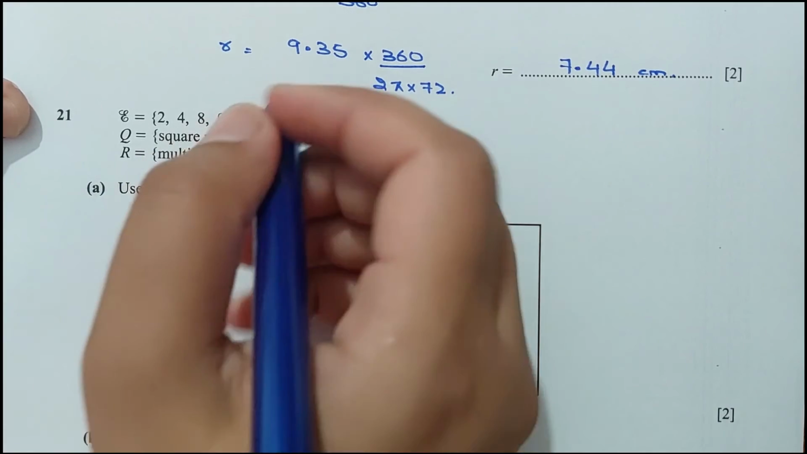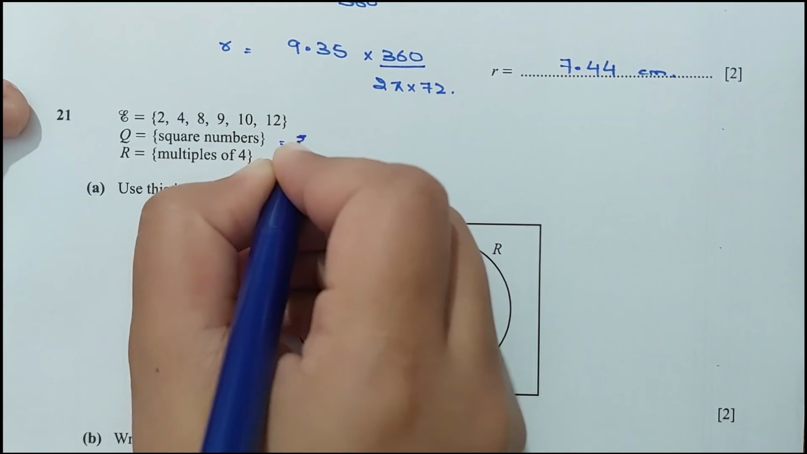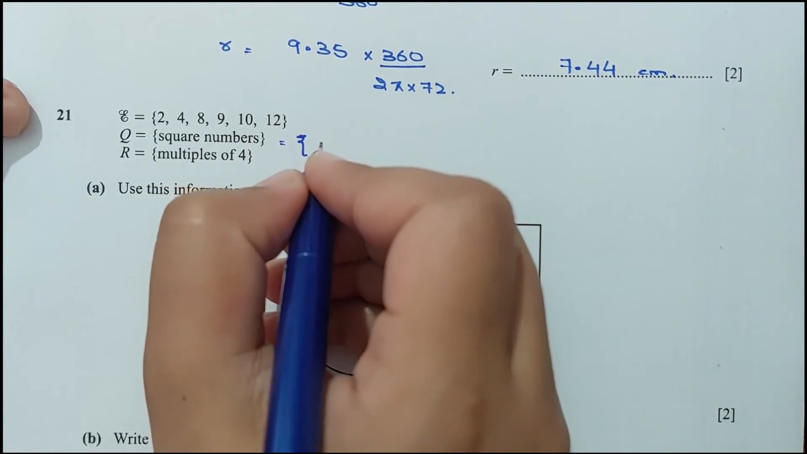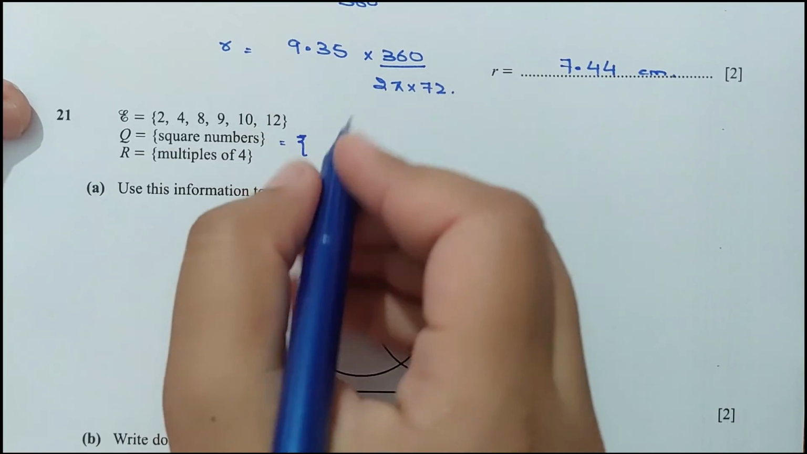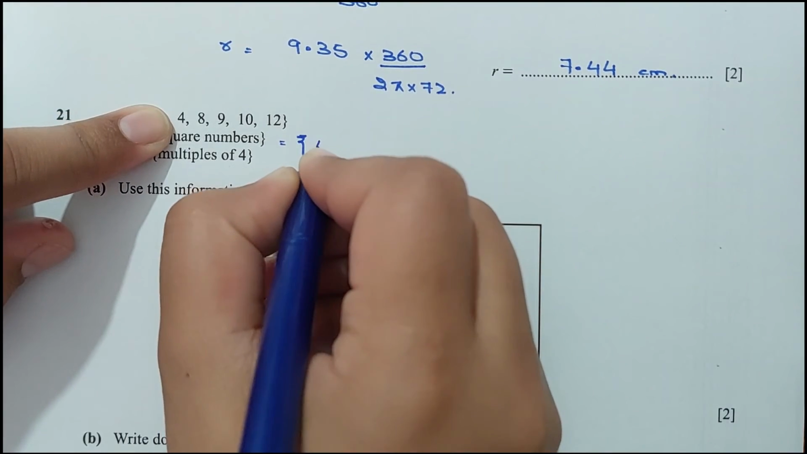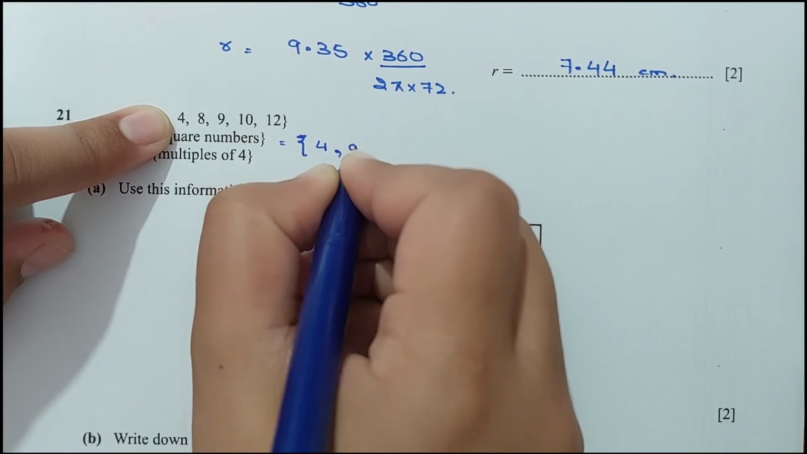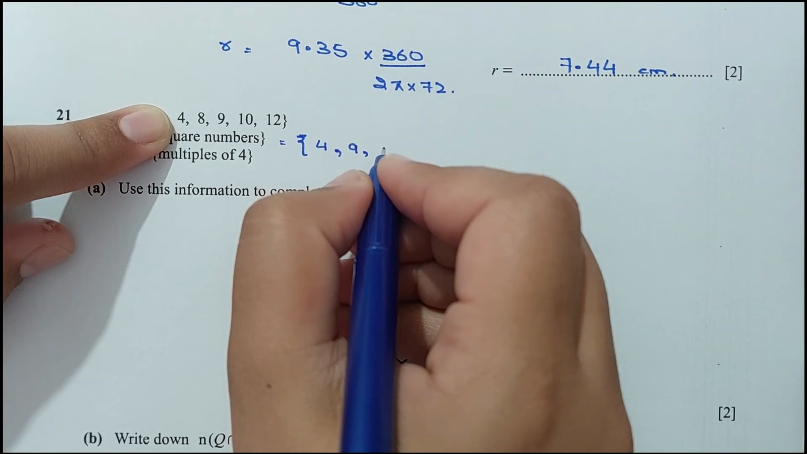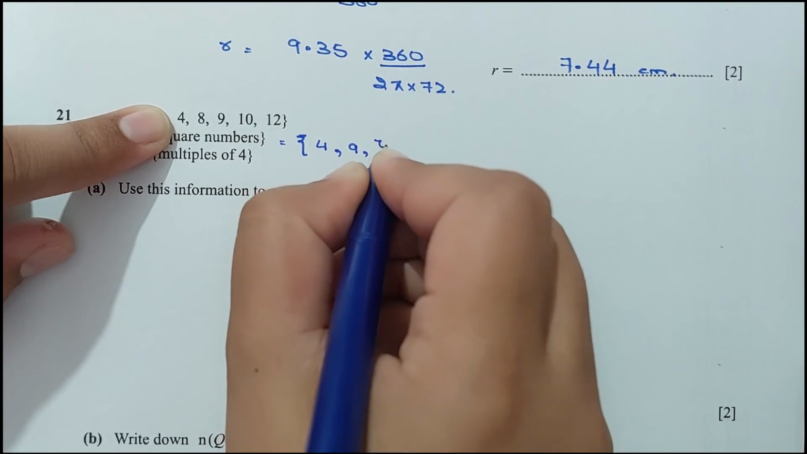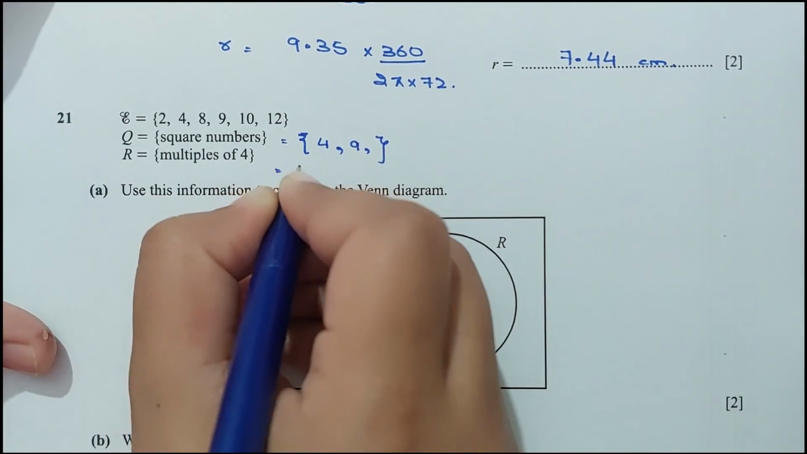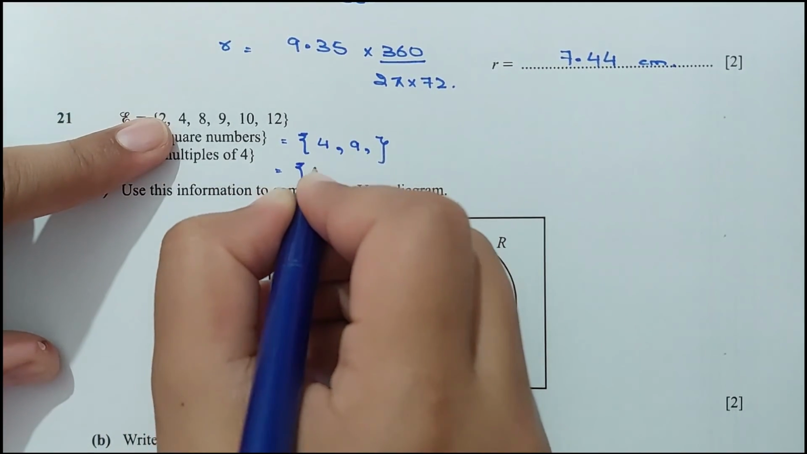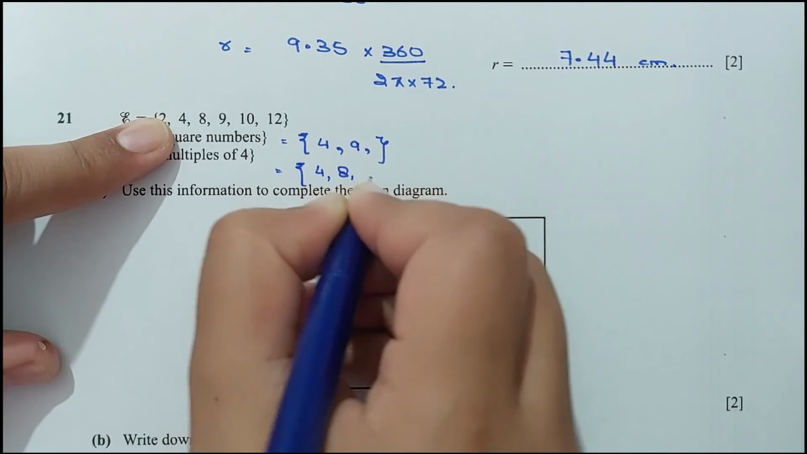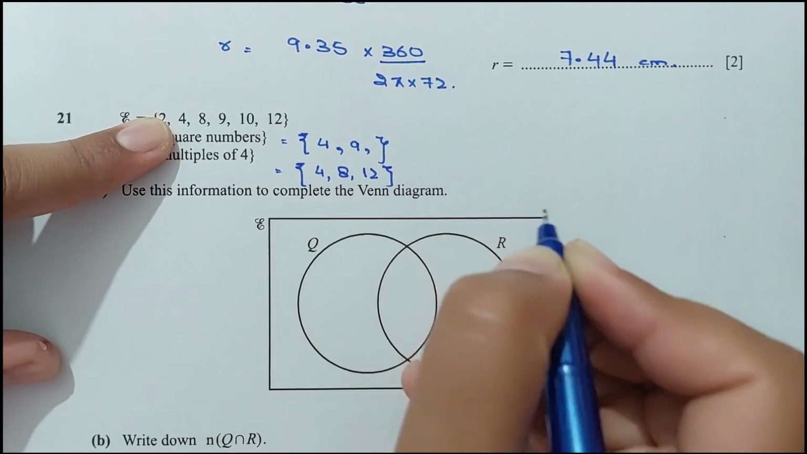So, the square numbers, how many are square numbers, right? We have to pick the square numbers. 2 is not a square number, 4 is a square number, 3 square is 9, okay, and 4 square is 16. So these are the two square numbers. And the multiples of 4 are 4, 8, 12, okay.